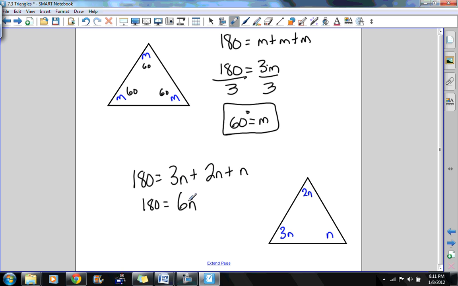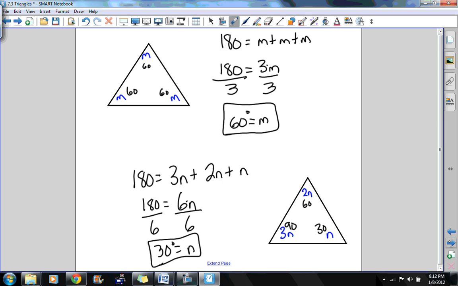Same thing we did up here. The 6 and the n are being multiplied together. Therefore, we have to divide both sides. So therefore, our 30 is equal to our n. Now, I forgot the little symbol. Now, I'd like to go back and look at what this triangle actually is. So this would be 30. This has to be 60 because it's twice the size of this one. And then this has to be 90 because it's 3 times the size. So this actually created a right triangle. The picture just didn't look like it.